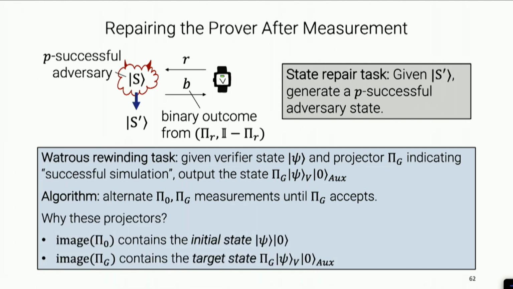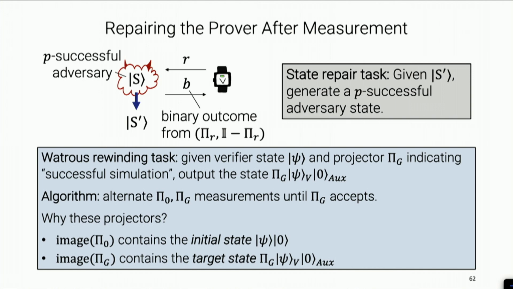Why these projectors? Well, pi 0 was chosen to contain the state we started at. The state we started at was psi tensor with a whole bunch of zeros on some ancillas, and pi 0 is this projector that characterizes where I'm beginning. It was kind of a stand-in for a projector onto the exact state psi, which we don't know. This is the best thing we have: some non-trivial projector that contains my initial state. My goal was to output a state in the image of pi g, so I alternated this with this other projector that contains my target state.